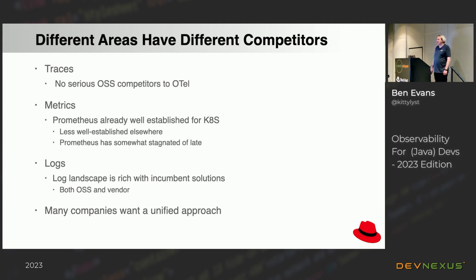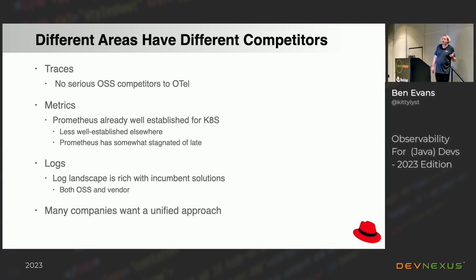Jaeger's traces, they have actually deprecated. So Jaeger now speaks OpenTelemetry natively, and they are no longer going to support their own client protocol. So basically, in the tracing space, it's OpenTelemetry. That's what's there. Metrics, Prometheus.